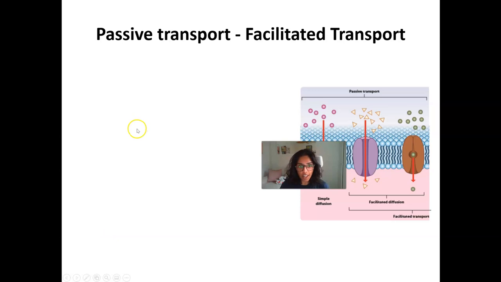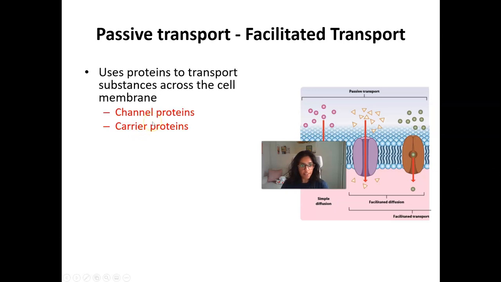Next, we're going to be looking at facilitated transport. This is still passive transport, so no energy is required, but this time we are using proteins. We can use channel proteins, as you can see in the middle diagram here. So it just forms a pore where these molecules can pass through from high concentration to low concentration. Or we can use carrier proteins. And this is, again, passive transport from high to low concentration, but the protein changes shape.